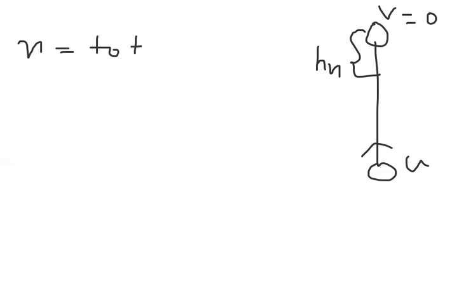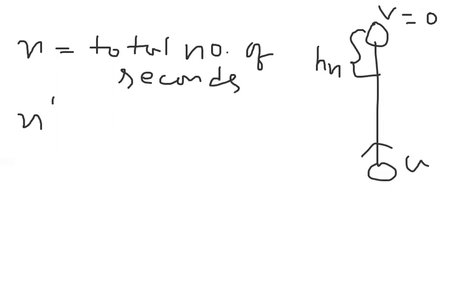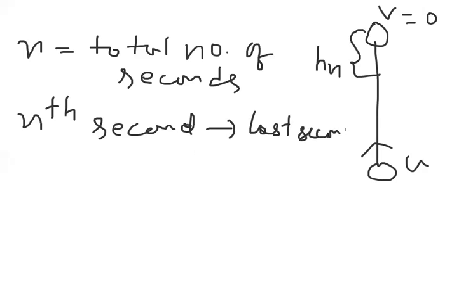Here the body is projected with velocity u and here the velocity is 0. The last second of motion is Hn, I told. Suppose n is the last second. n is the total number of seconds we have taken, and the nth second is the last second of the journey.